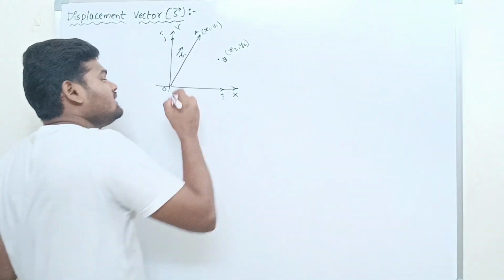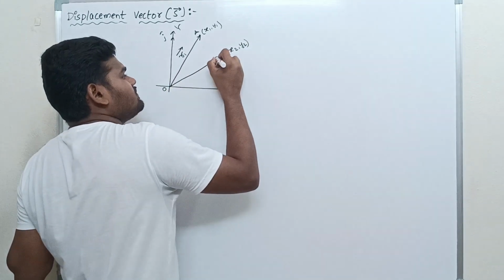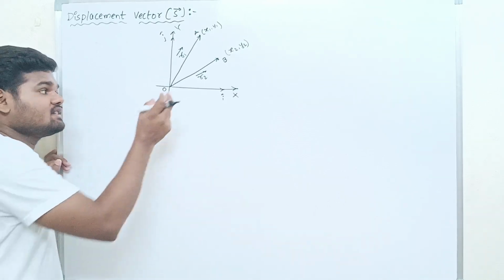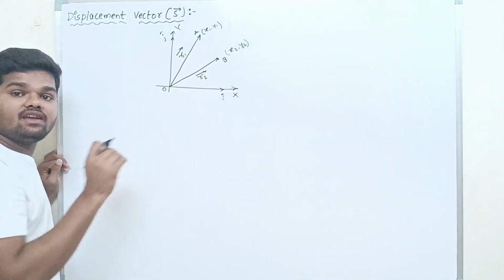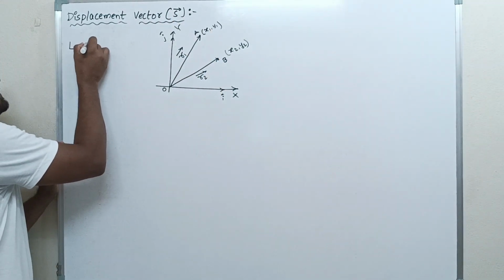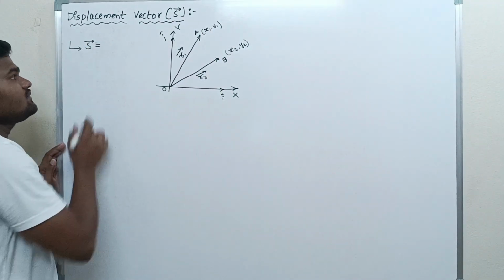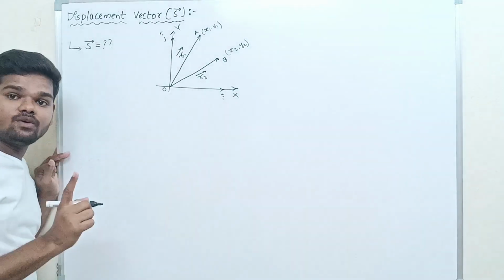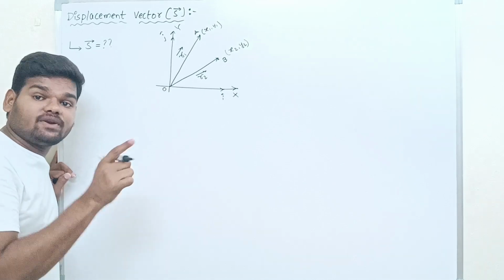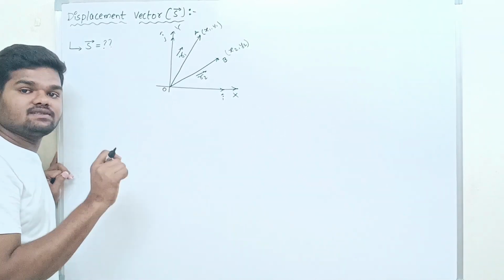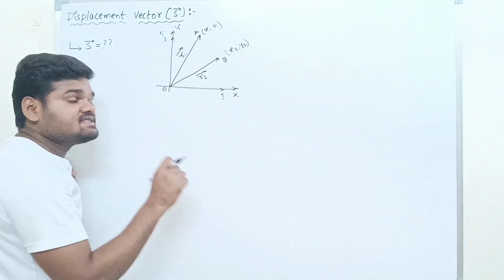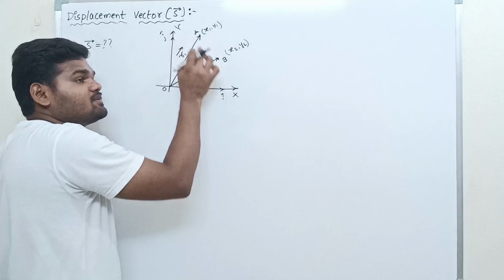Now the position vector of this point B from the origin, let us say, is r2 bar. Now I wanted to find the displacement vector. In general, what is the meaning of displacement? The shortest distance between two points is called displacement. Now I wanted to find the displacement between A and B.